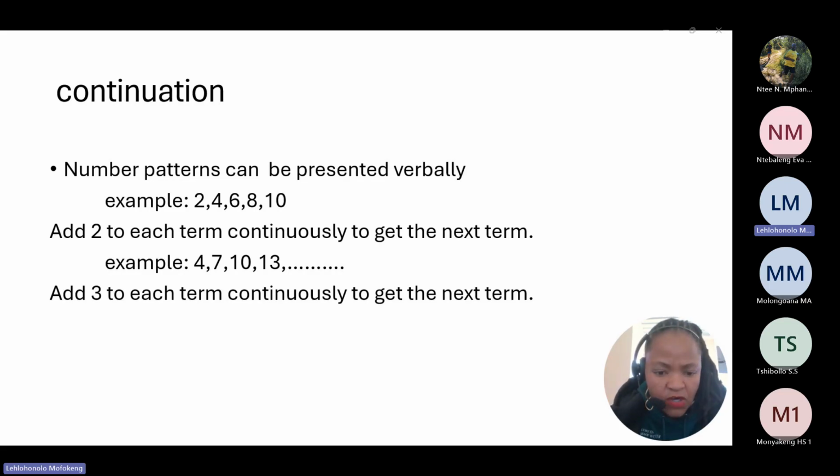In example 2, you have 4, 7, 10, and 13. That means here you are going to add 3 to each term continuously to get the next term. These examples are the same as the examples we did on the previous slides, so I think each and every one of you is now aware of how to get these. I'm not going to explain it again because of time.